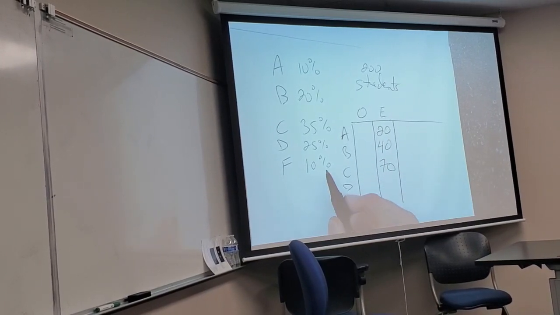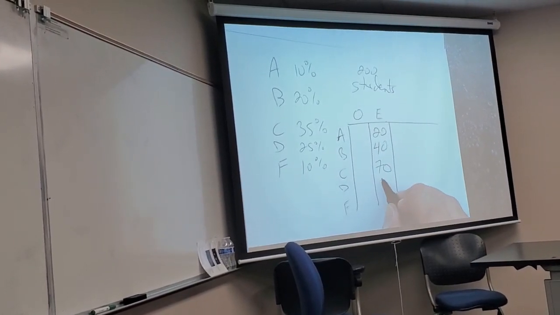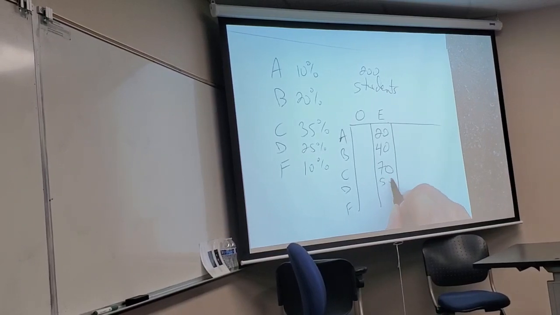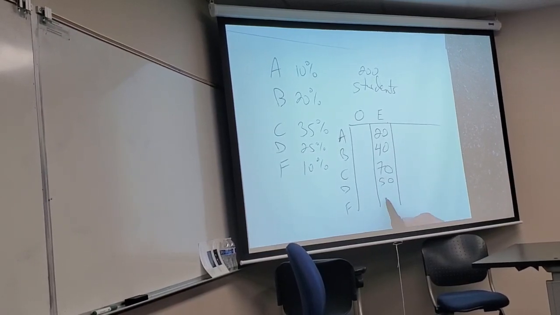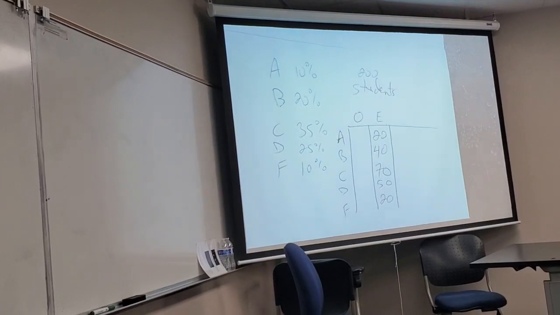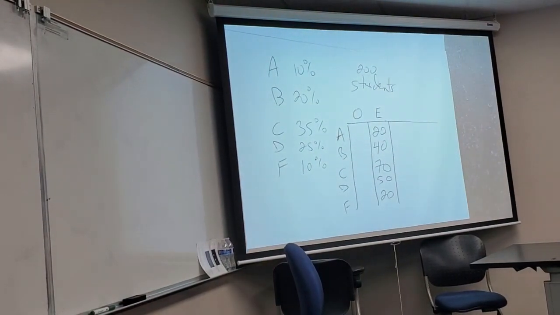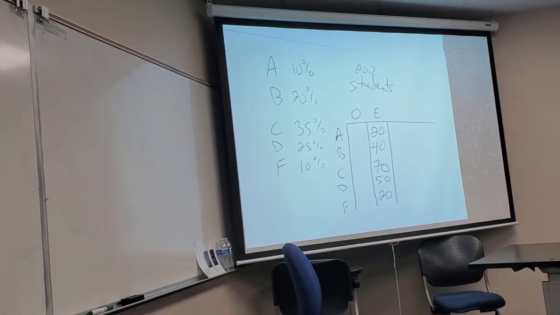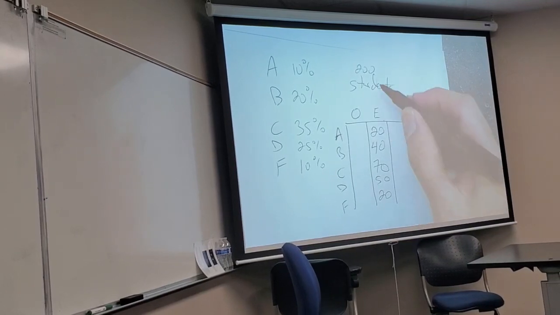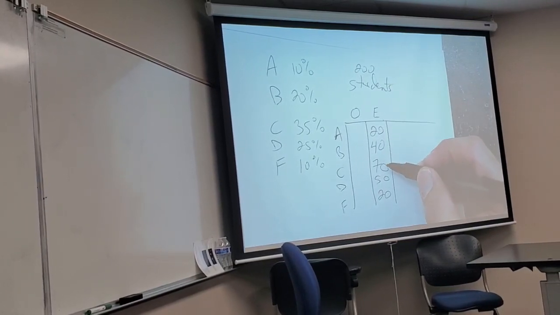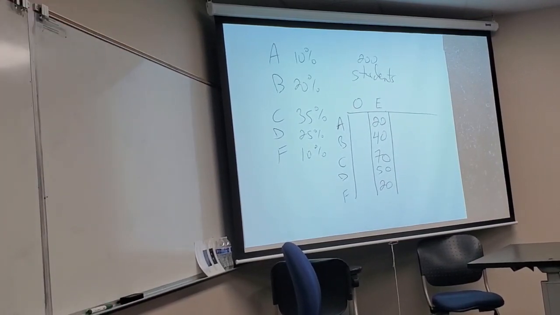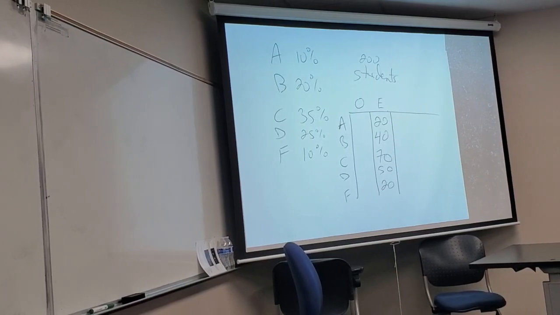70. How many D's do I expect? Let's say it again. 50. And how many F's do I expect to see? 20. What's a quick check to make sure everything looks good so far? Add them up. See if they make 200, right? 200. All right, sweet. All right, let me stop for a minute.